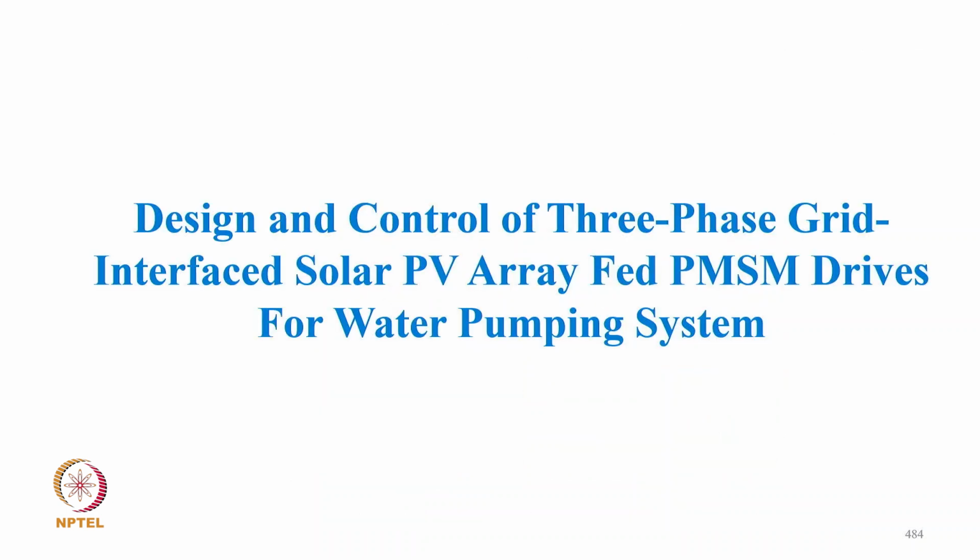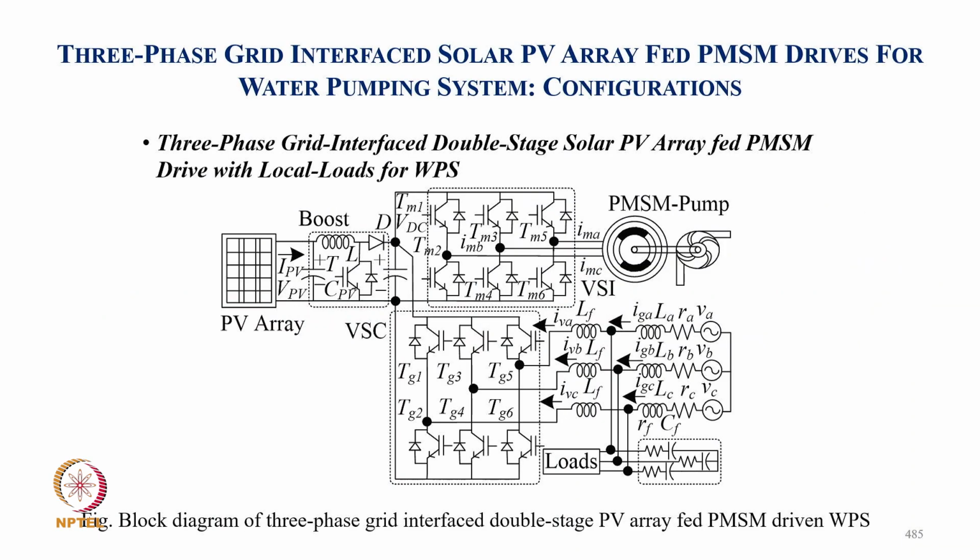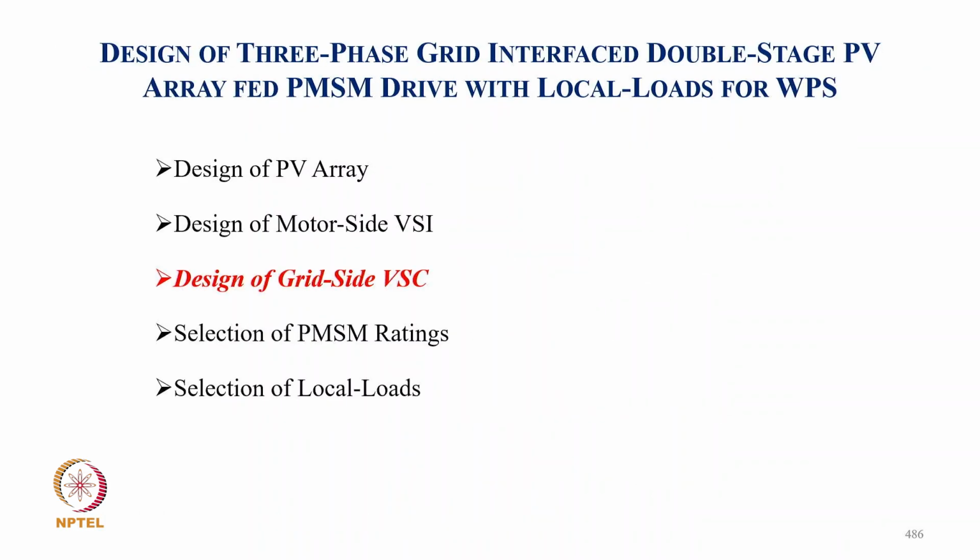Now coming to design control of three-phase grid interface PV system. This is where we have a three-phase grid and typically three-phase local load, and then a voltage source converter, and then boost converter with the PV array. So extra power that is generated is fed to the grid, or we can take power from the grid for uninterrupted operation of the pump drive for 24 hours.